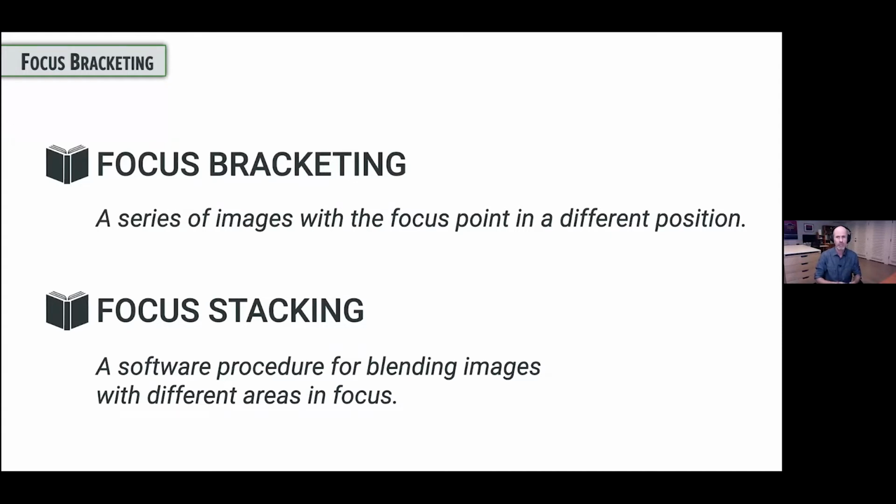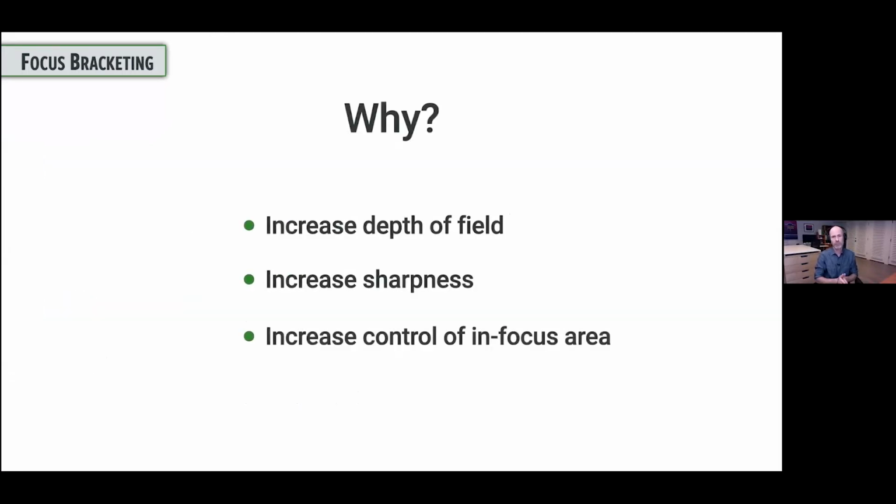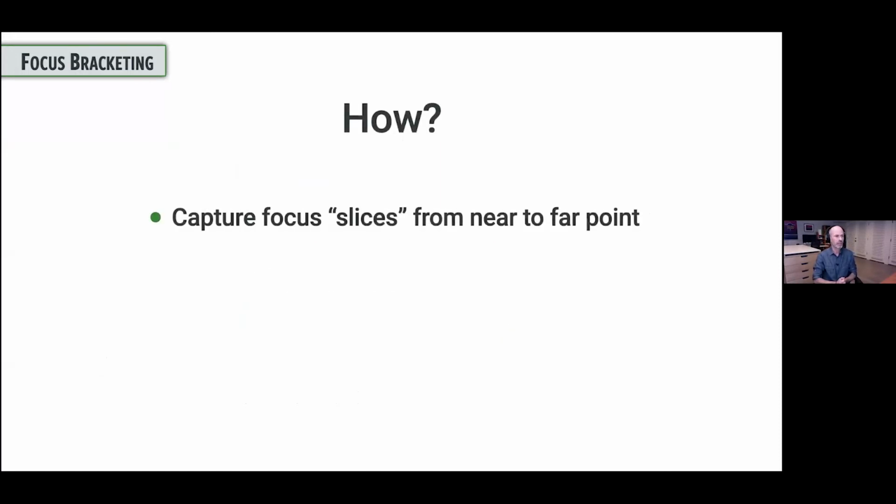And so you'll see both terms, and it's the bracketing that we're doing in the camera, kind of like we do exposure bracketing. We're going to do focus bracketing in this case, shooting a series of pictures at different areas and then combining them later on in post-production. Now, the reason that we might want to do this is to increase the depth of field. We might want to increase the sharpness of a particular image, or increase control over the in-focus area. I'll have an image that I am particularly showing you that explains this very clearly in a minute.